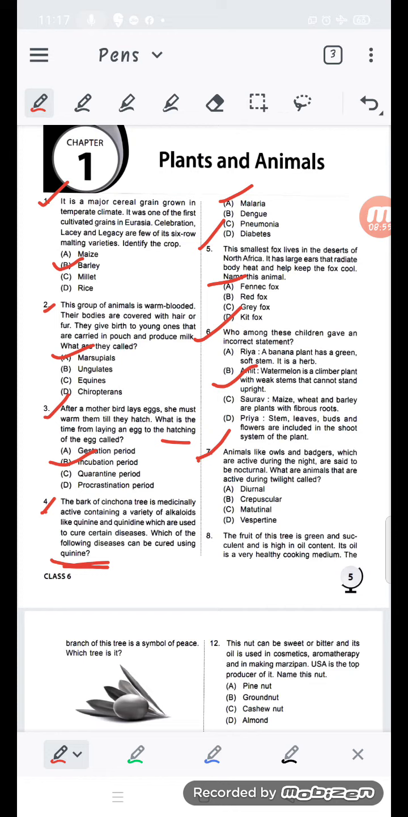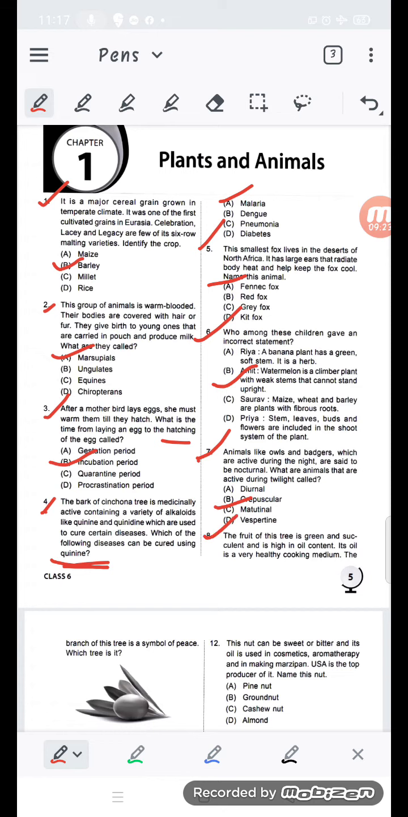Option A, diurnal. Option B, crepuscular. Option C, matutinal. Option D, vespertine. So here we know that crepuscular is an animal that is active at twilight, which means they are active during the daytime and also during the night time. Okay, twilight.